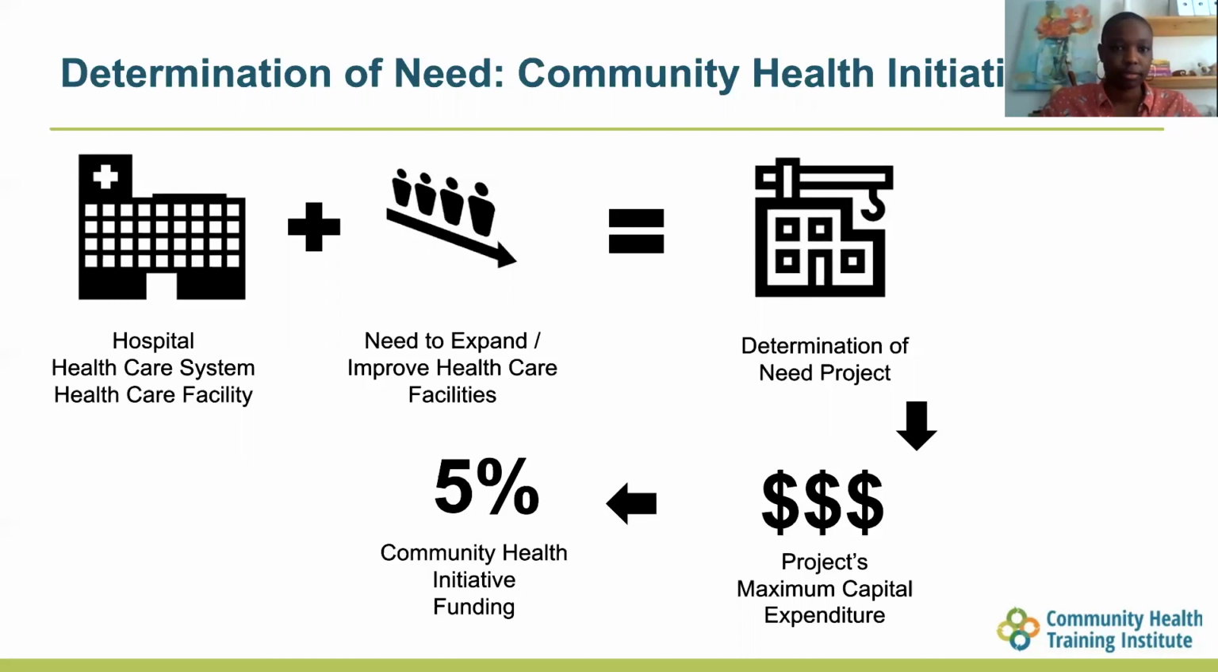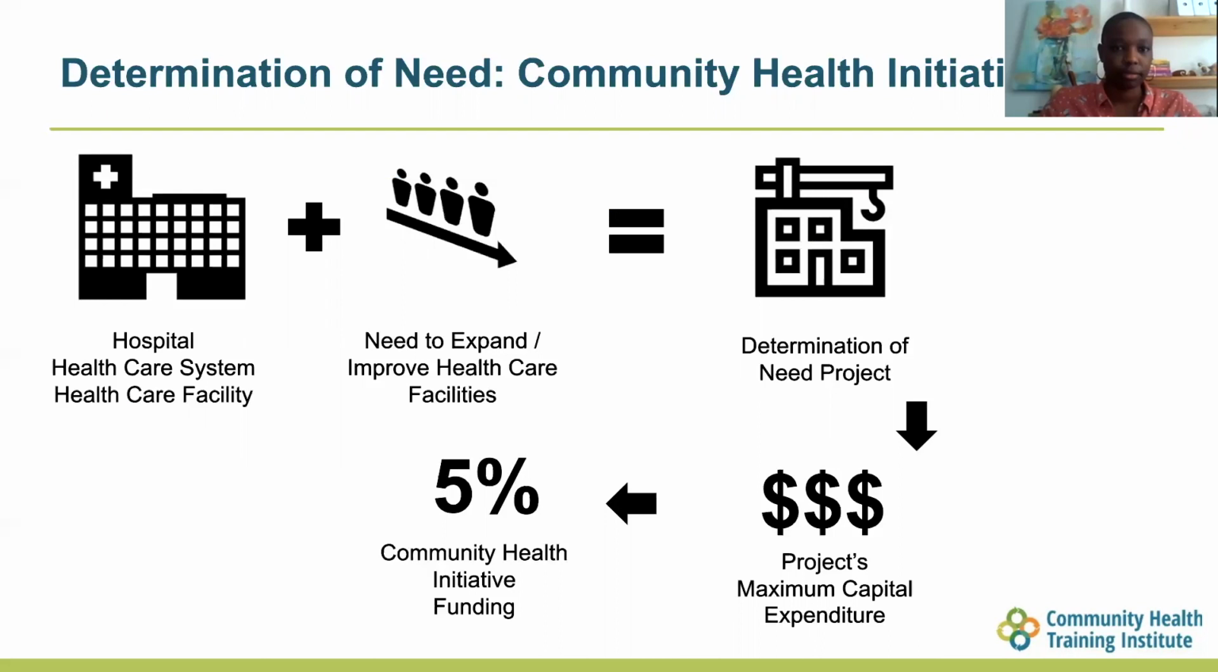A major way this happens is through a tool unique to the Massachusetts DON regulation, which requires the health system to invest in a community health initiative, or CHI, as part of the approved DON project. As you can see on the slide, the way this works is that a health system identifies a need to expand or improve healthcare facilities or services. This is the DON project.